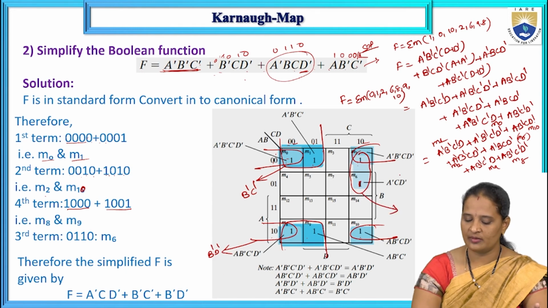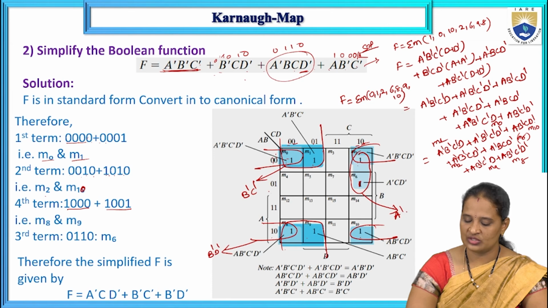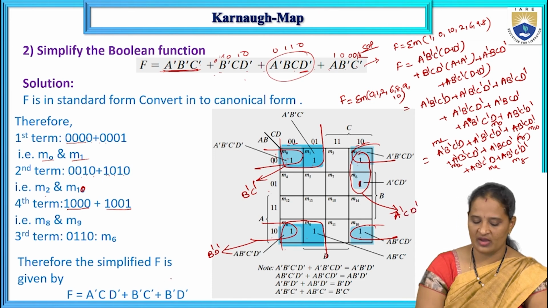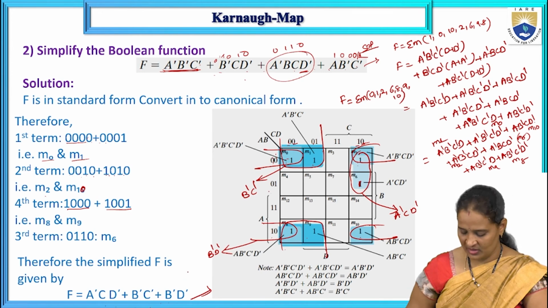Now coming to this one, as it is a pair, I can eliminate only one variable, so I will have a 3 variable term here. First row and second row, A value is common, which equals 0, so A complement. And this group is formed in the fourth column, where C value is 1 and D value is 0, so C, D complement. So finally the simplified expression is A complement C D complement plus B complement C complement plus B complement D complement.